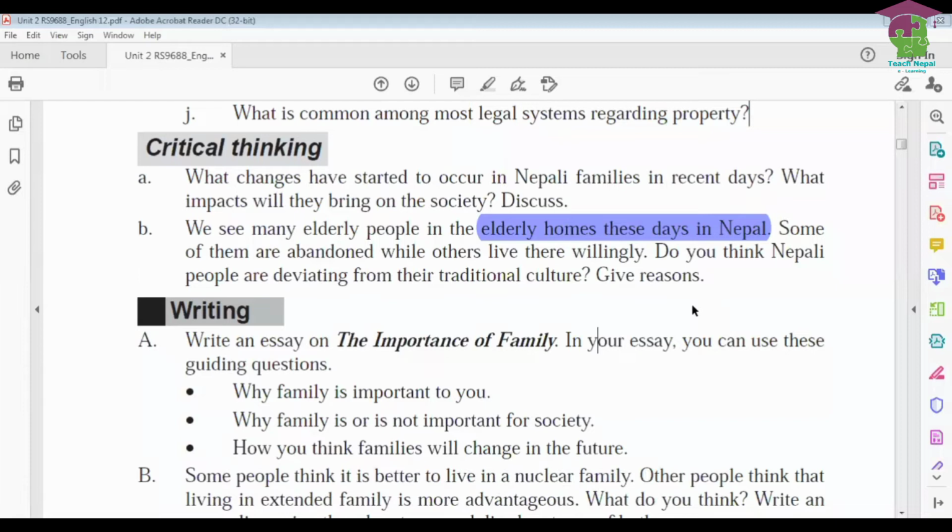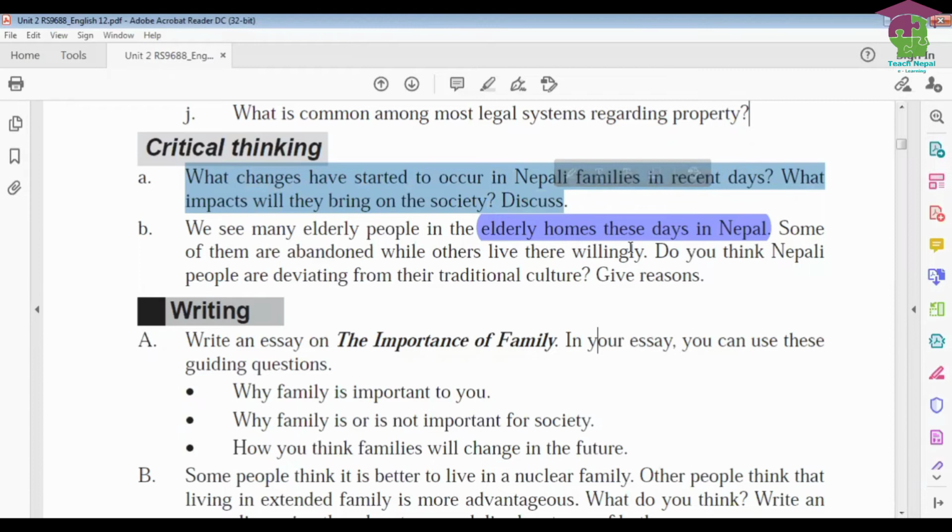Now, critical thinking. Under critical thinking, you have been given two questions. Here, the answers of these two questions will be really long. So, rather than writing the answers, I'm just telling you how it should be done. What changes have started to occur in Nepali families in recent days? What impacts will they bring on the society discussed?